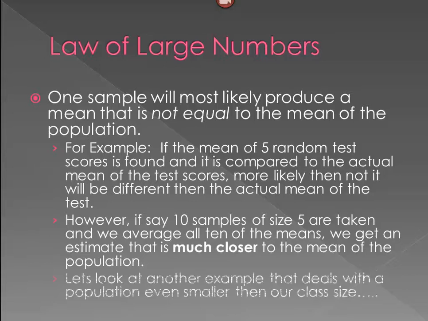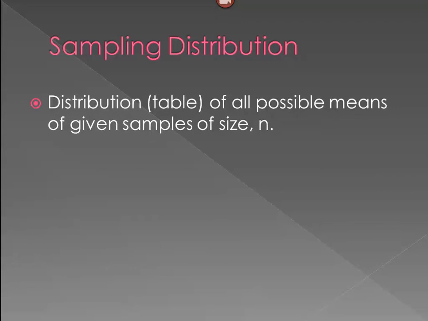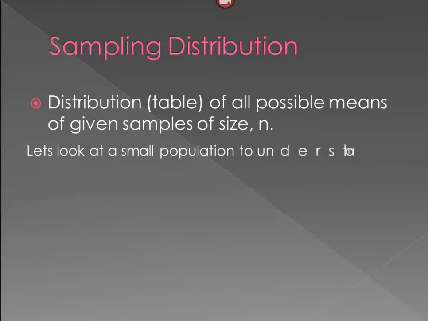To really get a picture of this idea, it makes sense, but let's see how the numbers might work out. Let's actually look at a population, and let's make it small enough that we could really do some analysis with this. So let's take a distribution. We know that a sample distribution, a table, will give us all the possible means for a given sample of size n. So we're going to make our samples small enough that we can really do some analysis on this.